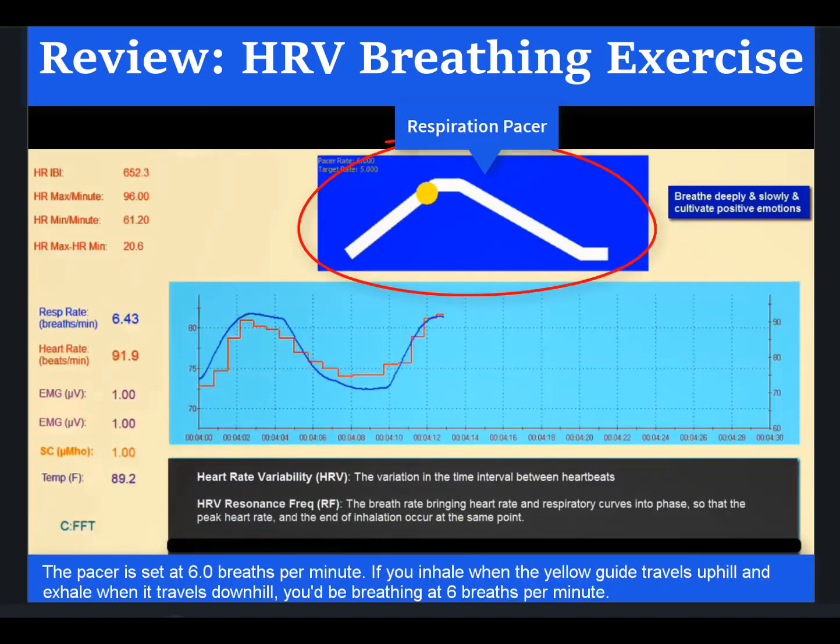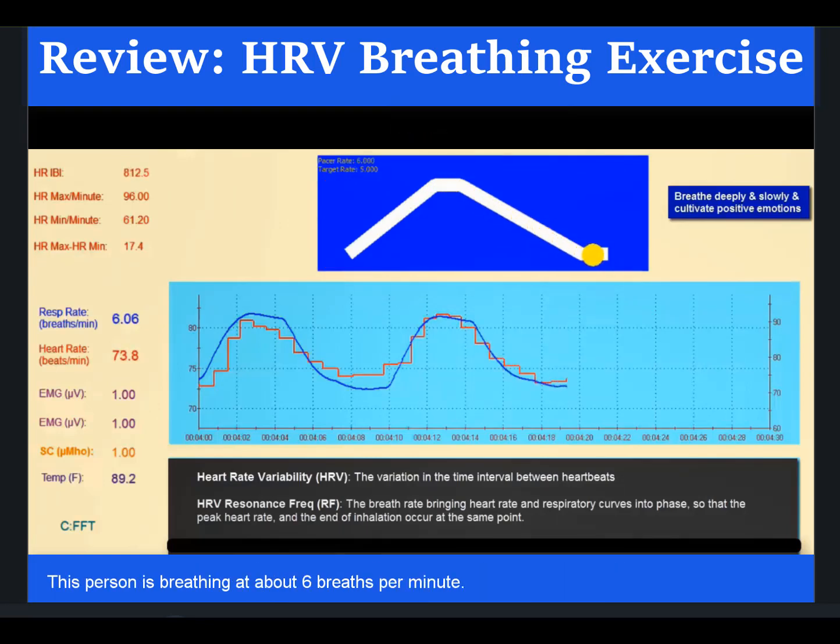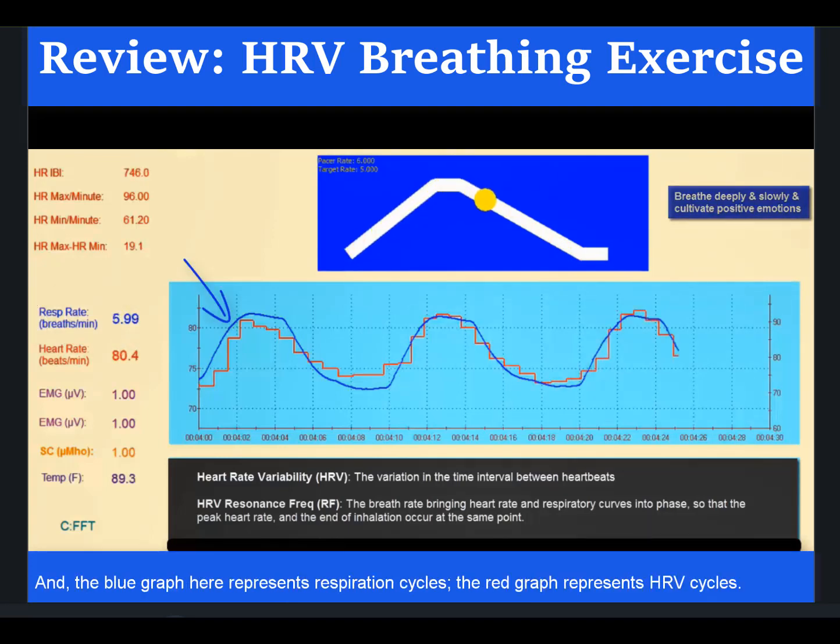If you inhale when the yellow guide travels uphill and exhale when it travels downhill, you'll be breathing at 6 breaths per minute. This person is breathing at about 6 breaths per minute right now. And the blue graph here represents respiration cycles and the red graph represents HRV cycles.